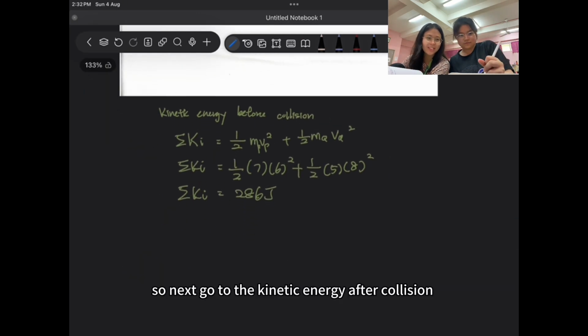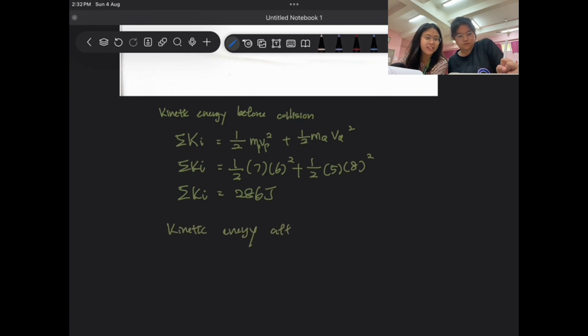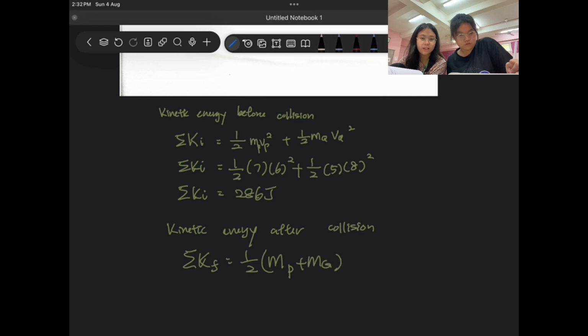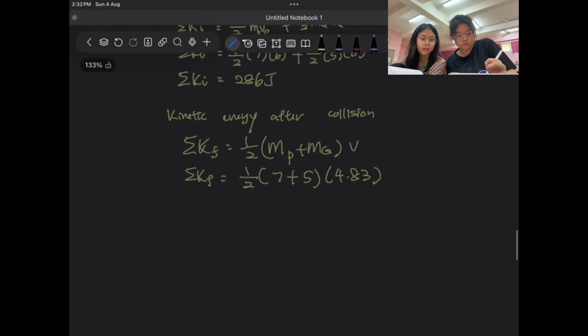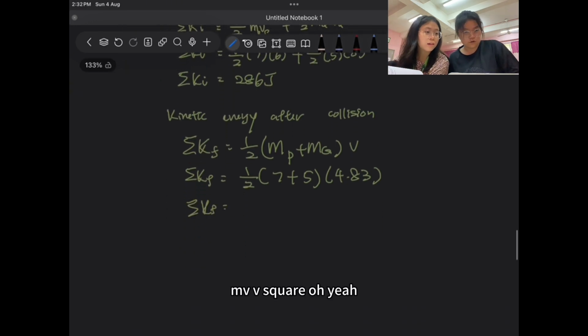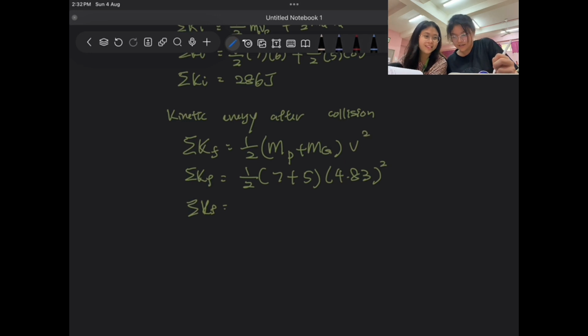So next we'll go to the kinetic energy after collision. This is F, which means final: 1/2 (mP plus mQ) v squared. So the data is 7 plus 5, the answer from A, and v squared. So the answer is 140 joules.